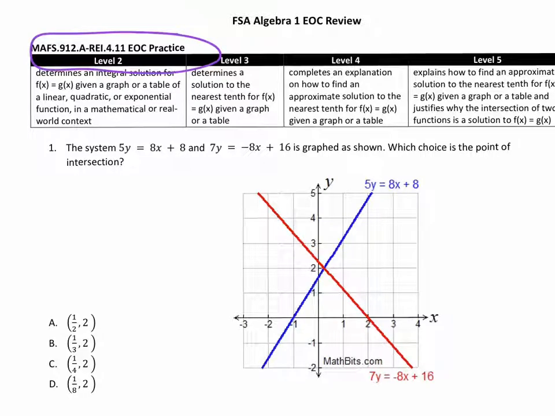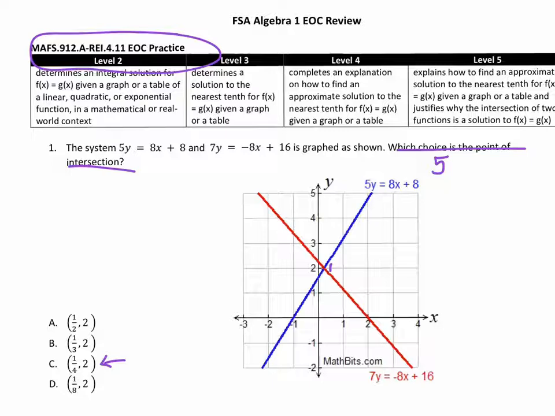Okay, next one. So this one has a graph of two lines, and it says which one is a point of intersection. So you notice that they all had the y value at 2, but then it's the x value. Is it a half, is it a third, is it a fourth, or is it an eighth? So let's start going and eliminating. So we know a half doesn't look right because that's in between. So let's try and substitute and see if this one works with both equations.